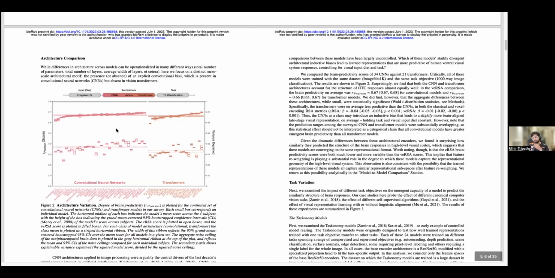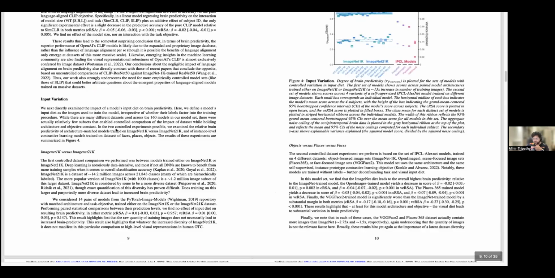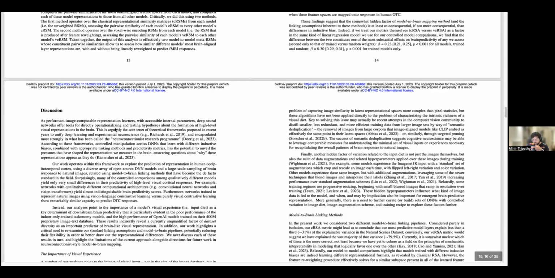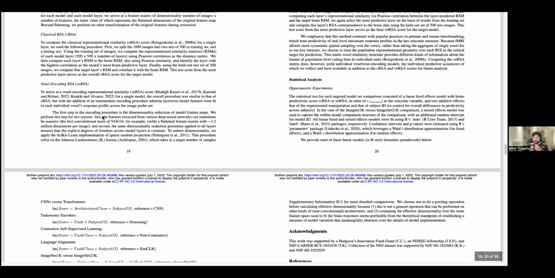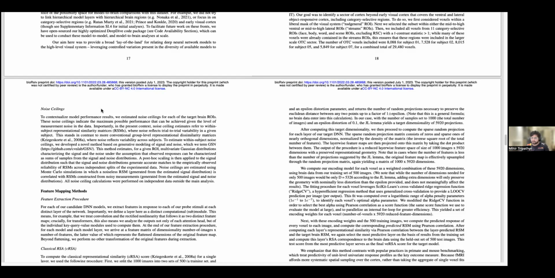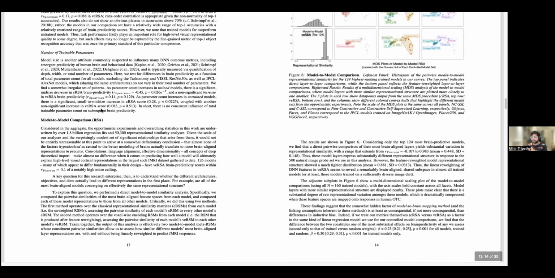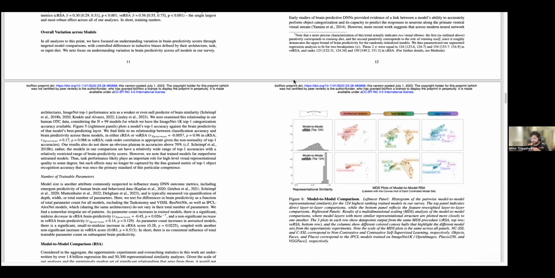If you want to deep dive into how exactly they calculated it, it's mentioned right here. But in a gist, I've just explained the gist of classical RSA and voxel encoding RSA. And this is also a factor in determining how close we are to predicting brain activity.